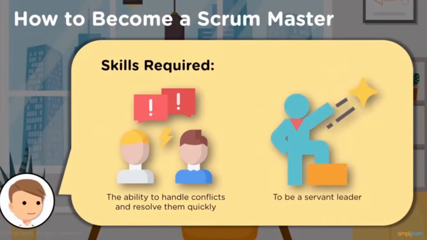And finally, you must be a servant leader. A servant leader puts the needs of the team before their own and helps each member to perform to the best of their capabilities. You need to be both a leader and a team member. You need to be a part of your team while making sure they can successfully fulfill their requirements.